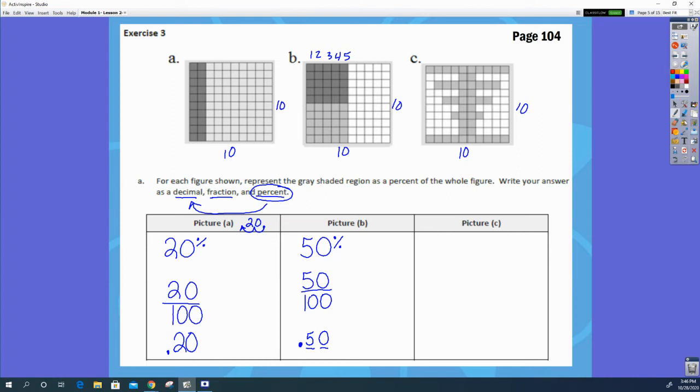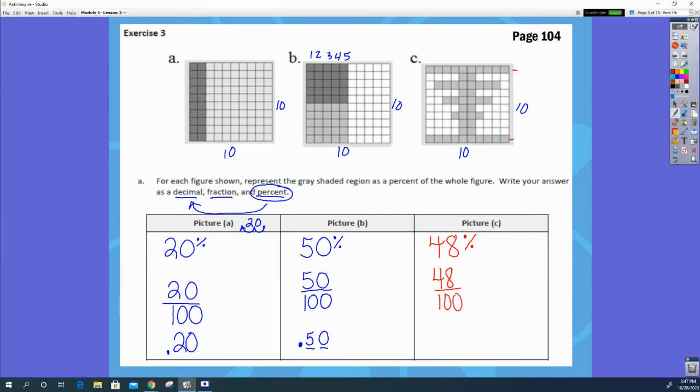On C, counting your shaded parts, you had 1, 2, 3, 4, 5. There's 2 full columns, so that's 20. And we got 21, 22, 23, 24, 25, 26, 27, 28, 29, 30, 31, 32, 33, 34, 35, 36, 37, 38, 39, 40, 41, 42, 43, 44, 45, 46, 47, 48, I believe. Yes, so right now we have 48 out of 100, which would be 48%. Fraction would be 48 over 100.